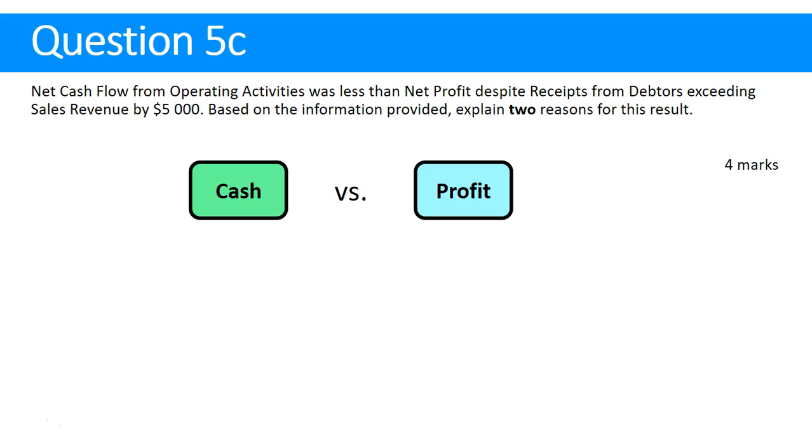So what it's saying is net cash flow from operating activities was less than net profit despite receipts from debtors exceeding sales revenue by $5,000. Based on this information provided, explain 2 reasons for this result.